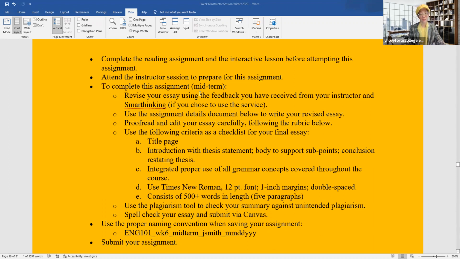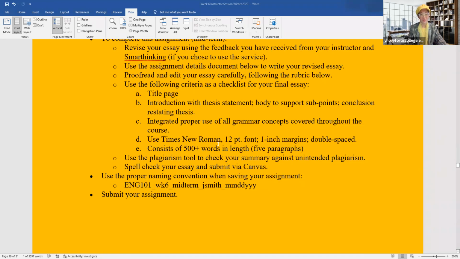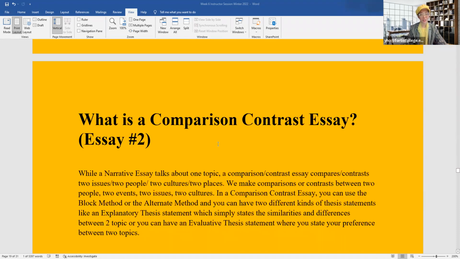So it says here, midterm exam. And you have to have a title page, introduction with thesis statement. You've got to use Times New Roman 12. You've got to have 5 paragraphs. I had a couple of students who handed me something with 4 paragraphs, which is not enough, because in the assignment, they want you to have 5 paragraphs, and then submit your assignment.